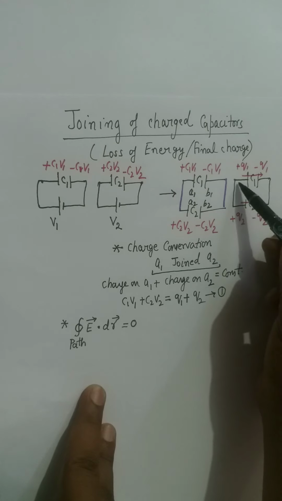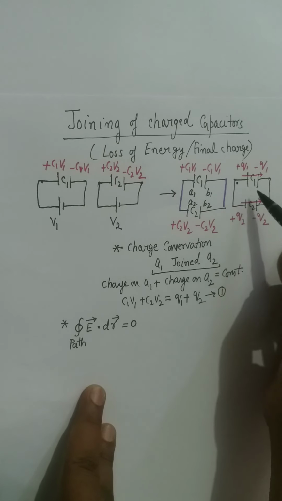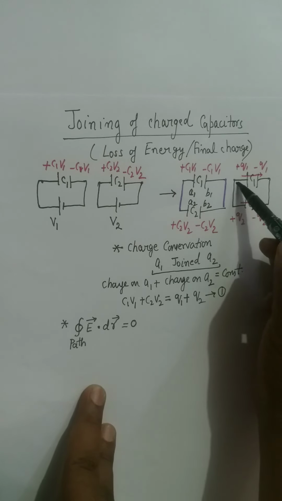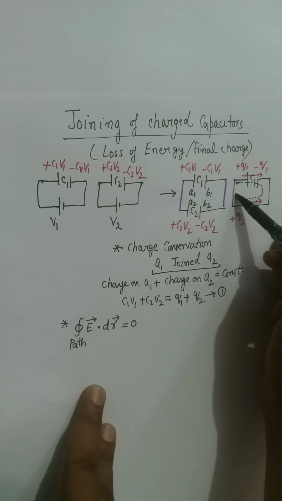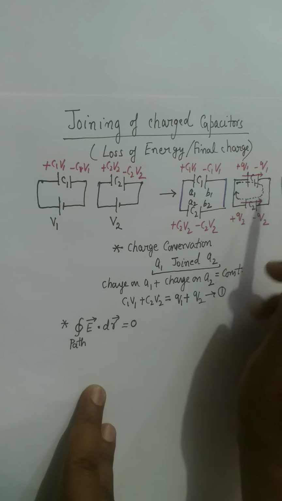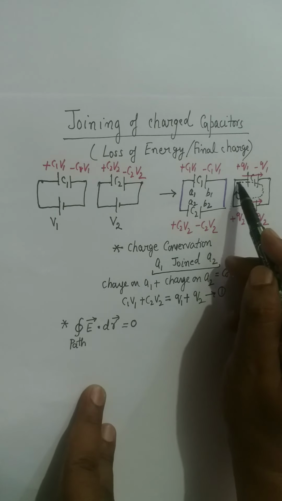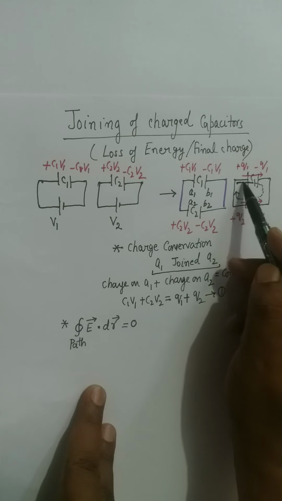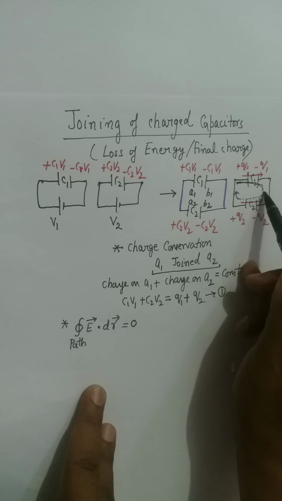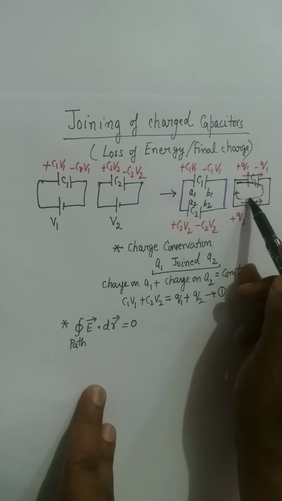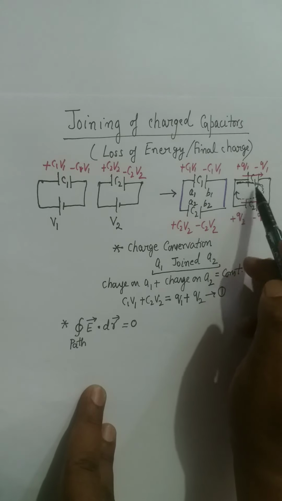My closed path will start from this point, and I will move like this, a clockwise path. This is my closed path. So if I move around this closed path, then here we are going in the direction of electric field, and while coming back we are opposite to the electric field.